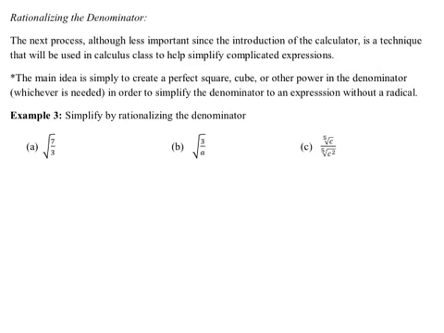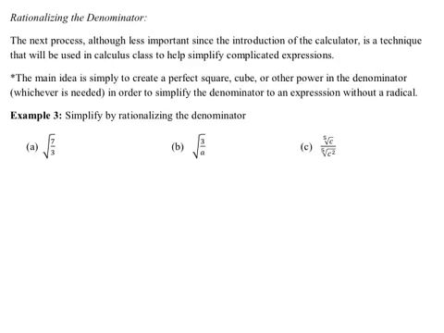Okay, you don't have to write all this down. Let's just read it together first. So write the topic down, though. Rationalizing the denominator. So, can I get somebody to read the next process from that point?